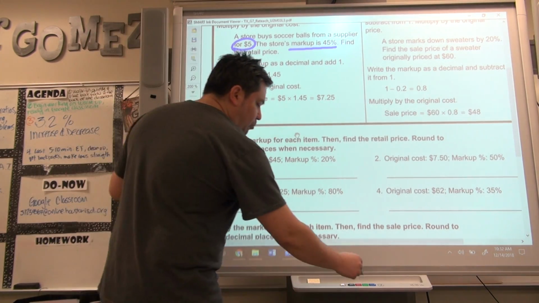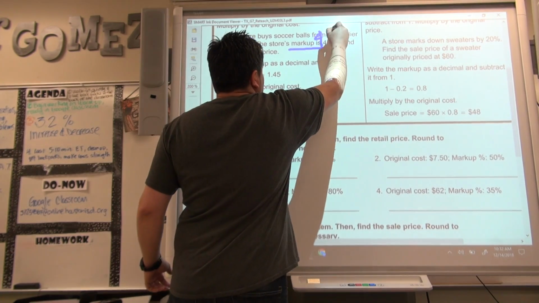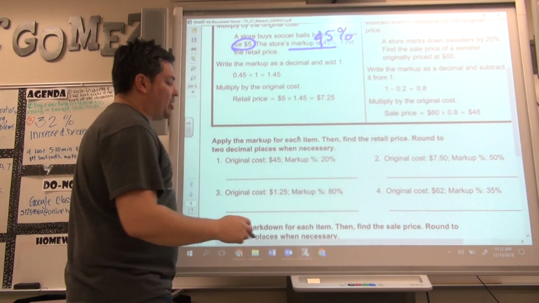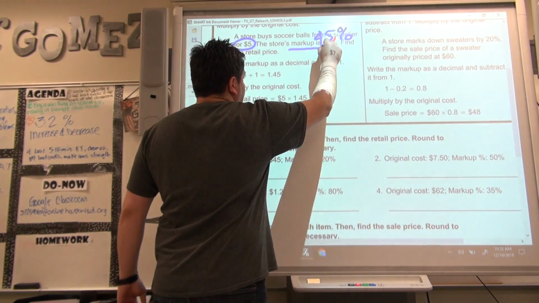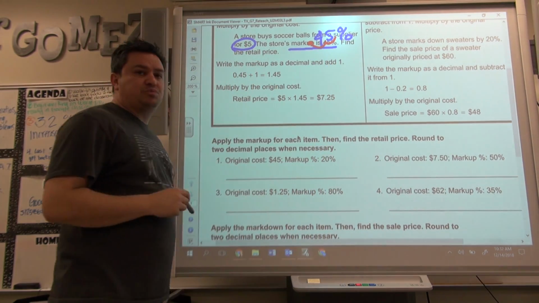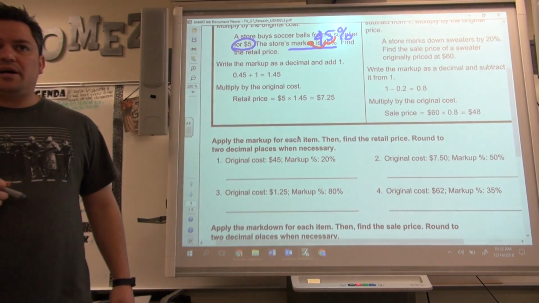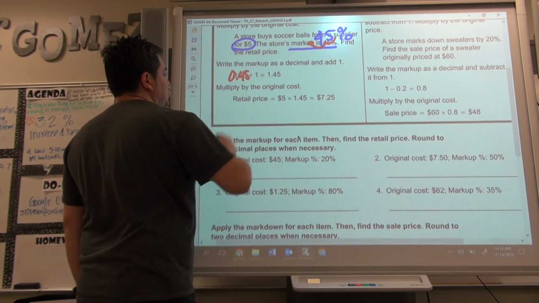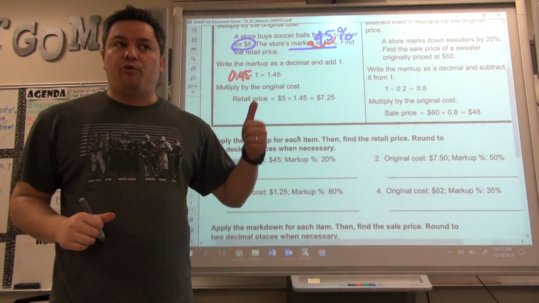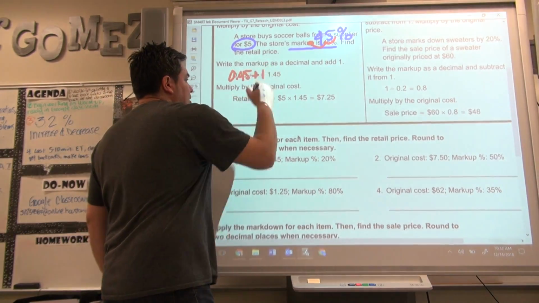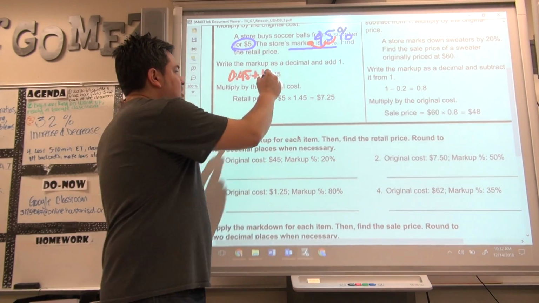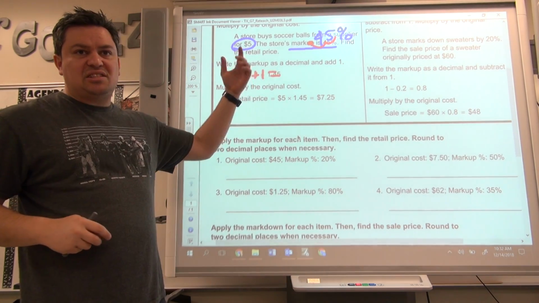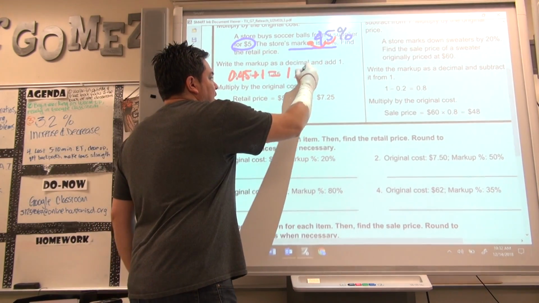Again, in this case, the markup is 45%. We're gonna convert that into a decimal. Again, move it 1, 2. So it's 0.45. We all know how to do that, right? Remember, for markup, you add 1 to that. So think of it as money. $1 plus 45 cents is how much? $1.45.